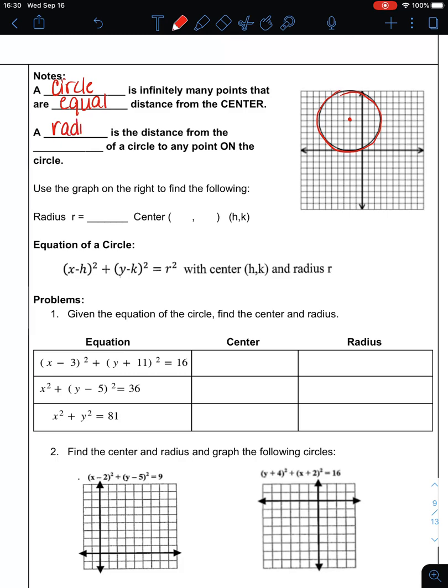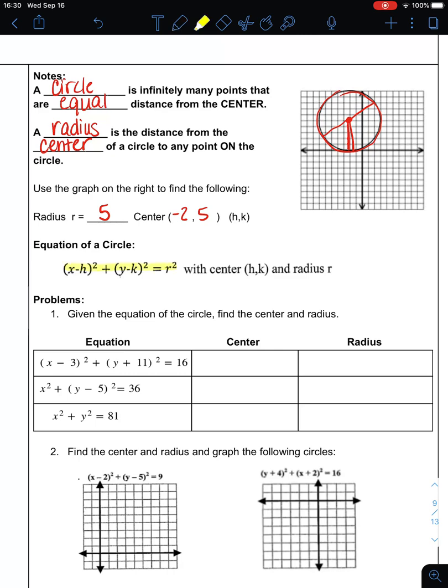So the radius of the circle is the distance that they are away from the center. A radius is the distance from the center of a circle to a point that is on the circle. According to this graph, let's pick a radius that's useful for us. Let's use this vertical one: 1, 2, 3, 4, 5. So the radius of that circle is 5, and the center is at -2, 5. Now we're going to need these things later to write the equation of a circle.